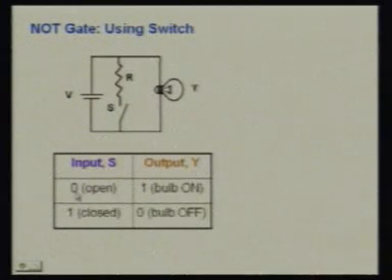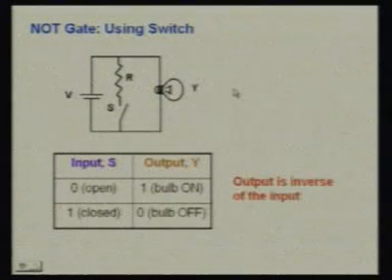So if the 0 state means the switch is open, the bulb will glow, and if we have the 1 state, that is, the switch is closed, the output will be 0, that is, the bulb will be in the off condition or does not glow. So corresponding to 0 we get 1, and corresponding to 1 we get 0 at the output. So the output is inverted. So we can say that the output is the inverse of the input. That's why it is also known as the inverter circuit, or simply the NOT gate.